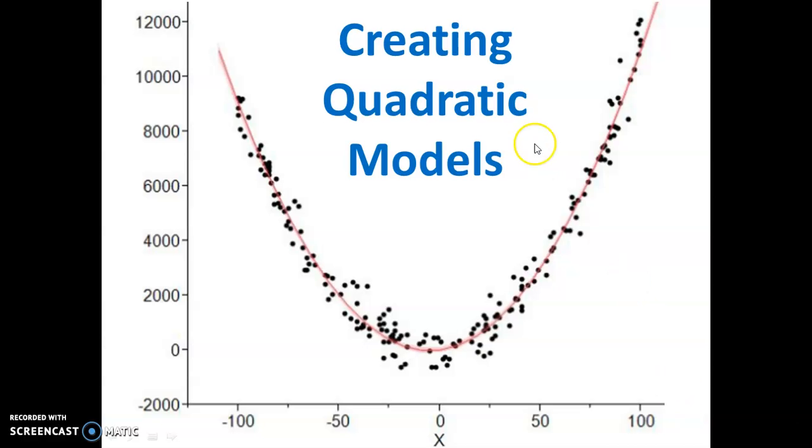Welcome to your lesson on creating quadratic models. Here's an example of a quadratic model. We have all these black data points, and those black data points, when you look at them, seem to follow this shape of a parabola. Therefore, a good model, and in mathematics a model is just an equation, a good model for these black data points would be a quadratic model, or a parabola.